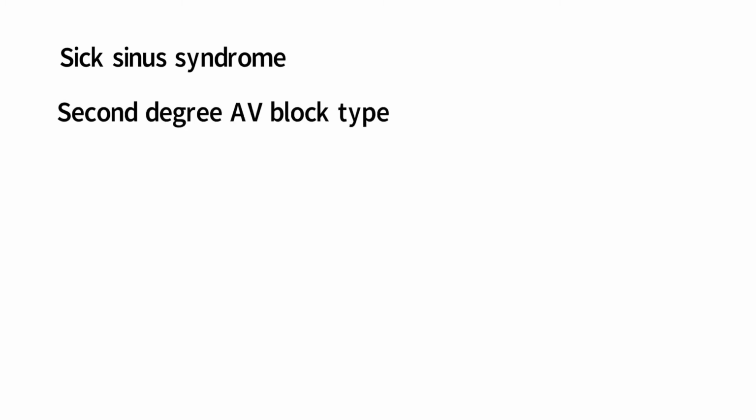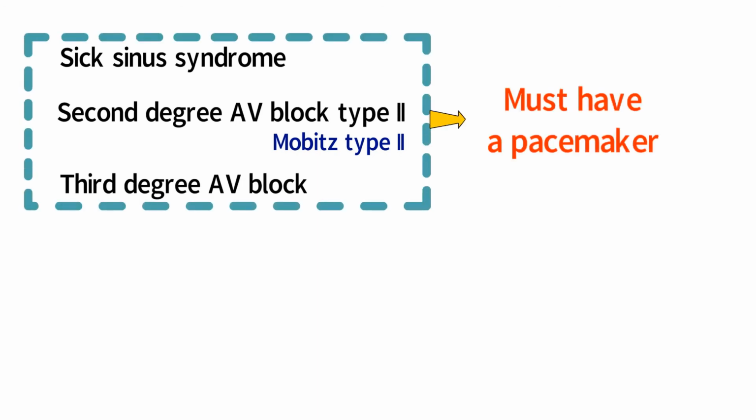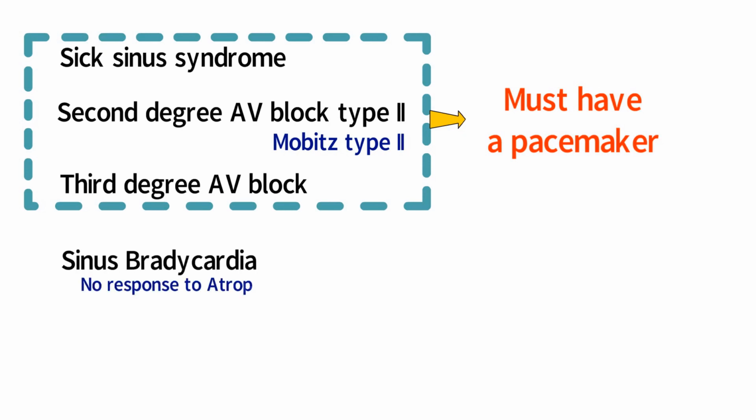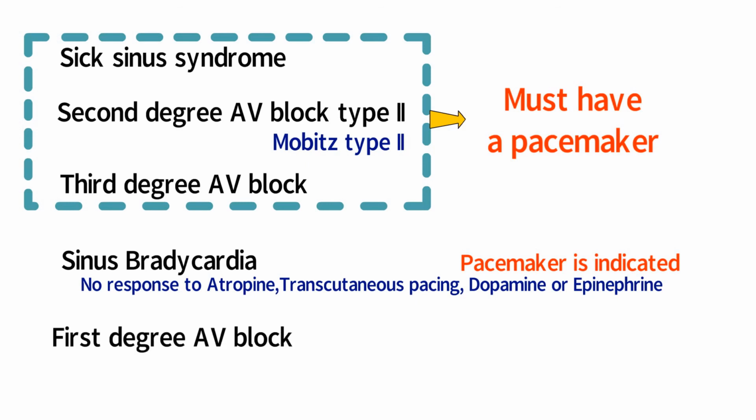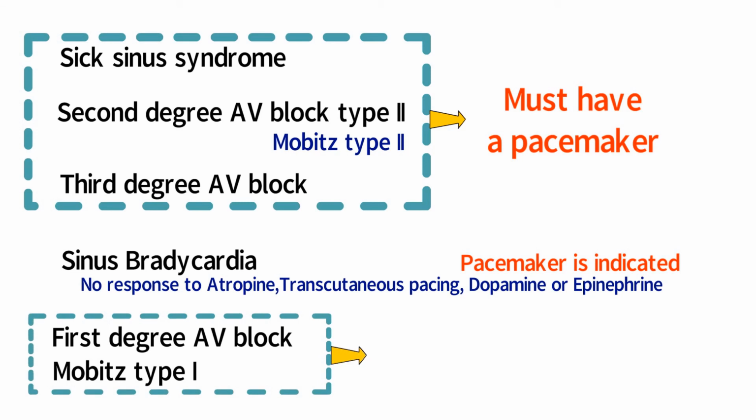So, sick sinus syndrome, second degree AV block type 2 or Mobitz type 2, third degree AV block, all of these patients must have a pacemaker. And also, if the patient is having a sinus bradycardia and he didn't respond to atropine with all doses we mentioned, and he didn't respond to transcutaneous pacing or dopamine or epinephrine, this patient also should have a pacemaker. And the first degree AV block and Mobitz type 1, he should be treated with atropine only if symptomatic.